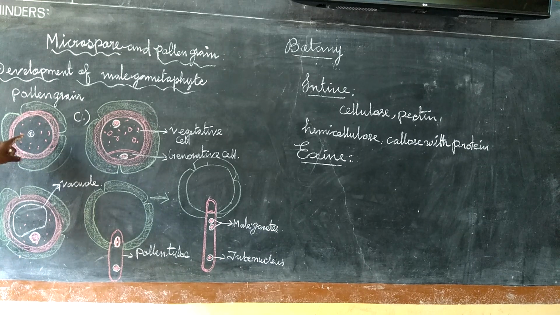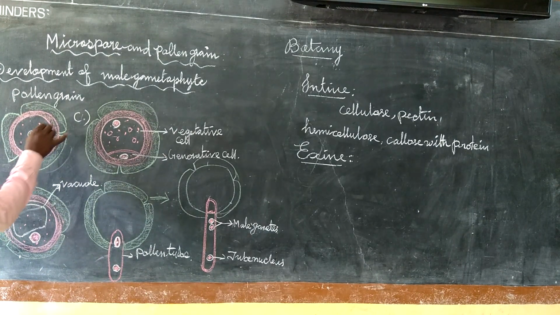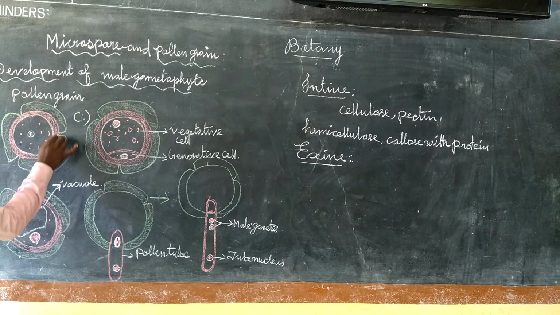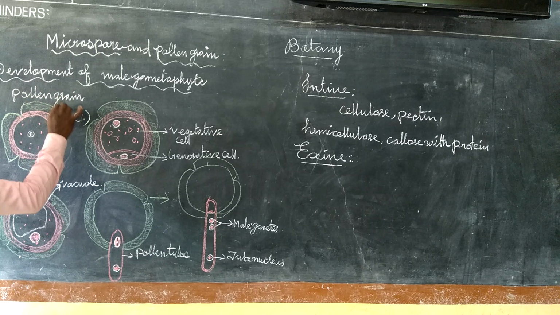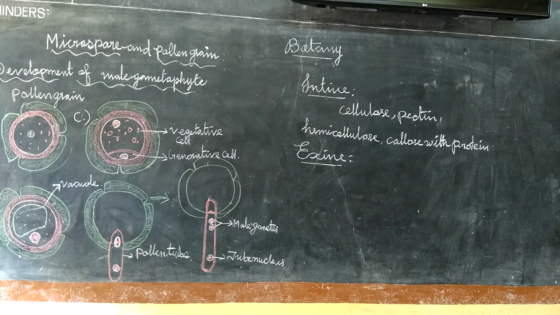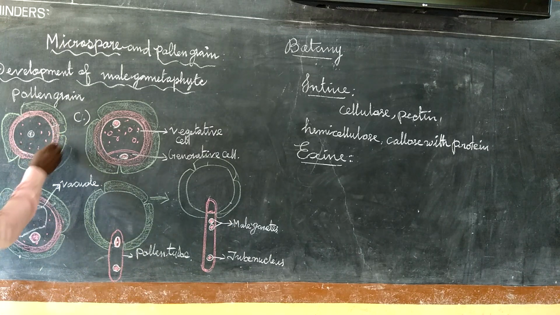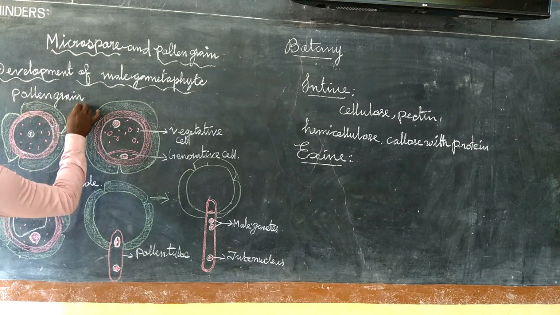So look at the structure of the pollen grain. This is the structure of the pollen grain, and this area in green color is said to be intine. This region is said to be the exine layer. So this exine layer is thick and it is not continuous over the pollen grain. A gap is left there. That gap is called the germ pore.